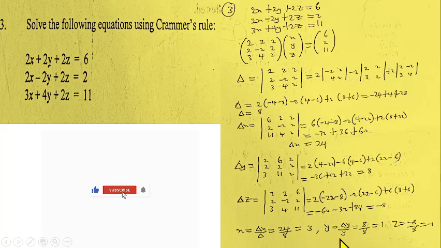So the value of our X is 3, the value of our Y is 1, and the value of our Z is -1. You can check if it's correct by putting the value of your X here, Y here, and Z here, and simplify. I believe you are going to get 6. So that's the solution to question number 3.